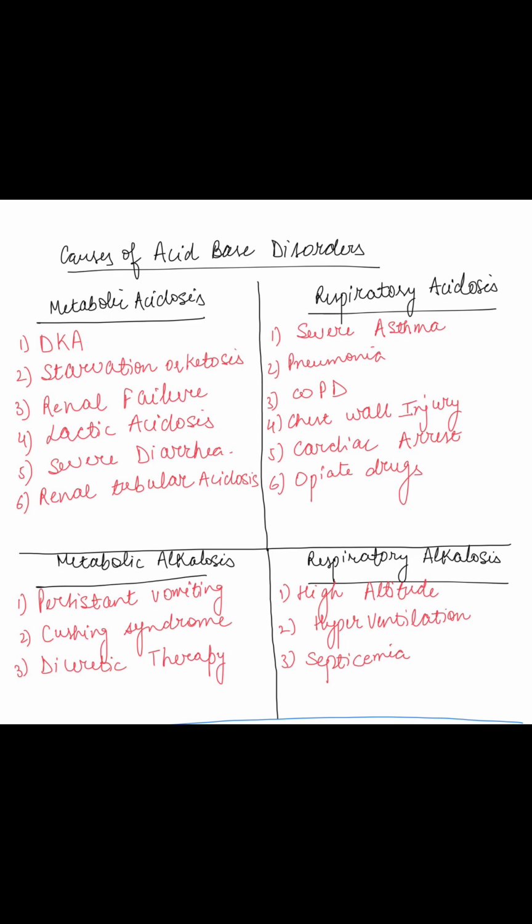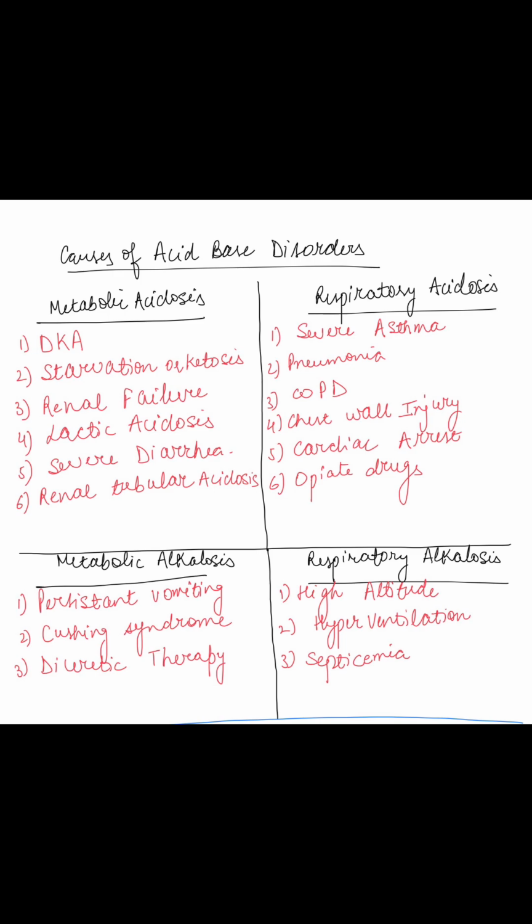drugs. So airway obstruction and pulmonary diseases cause respiratory acidosis. In this case, there is depression of the respiratory center, retention of carbon dioxide due to impaired alveolar ventilation, resulting in a rise in carbon dioxide. Next are the causes for respiratory alkalosis.